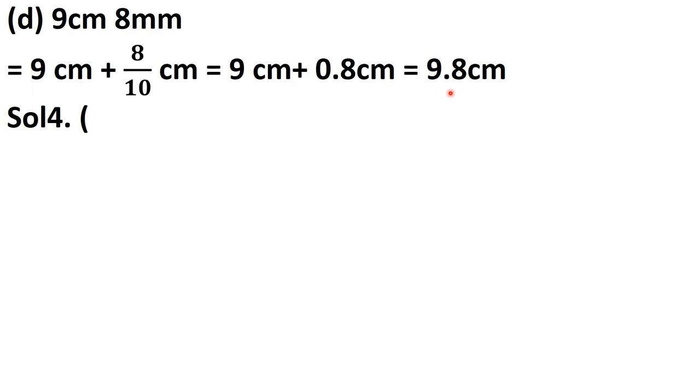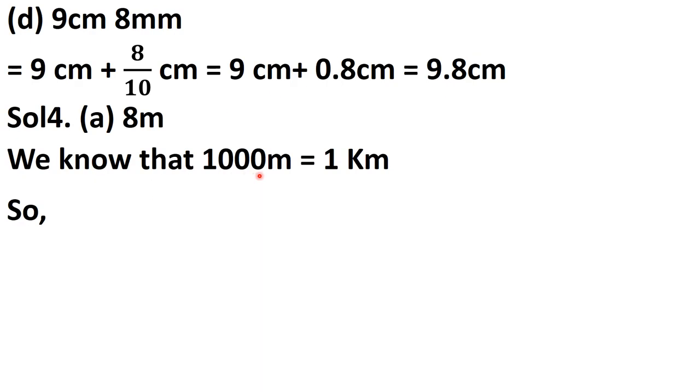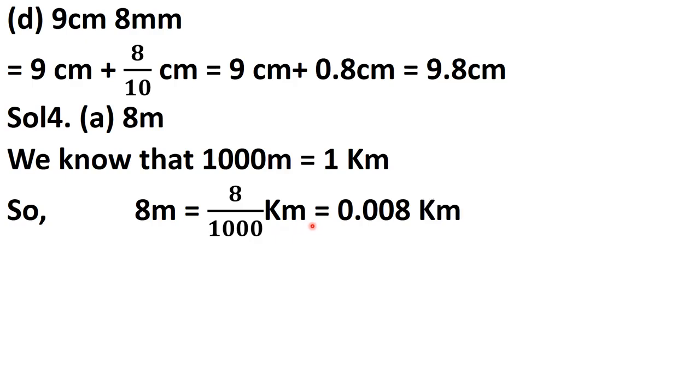Fourth is express as kilometer using decimal. 1000 meter equal to 1 kilometer. Okay. So, 8 meter equal to 8 upon 1000 kilometer, which is equal to 0.008 kilometer, because in the denominator here are 3 zeros. So, we have to place decimal before 3 digits.